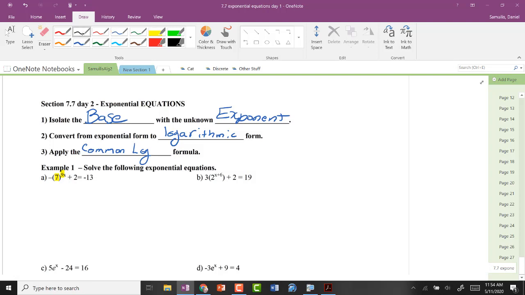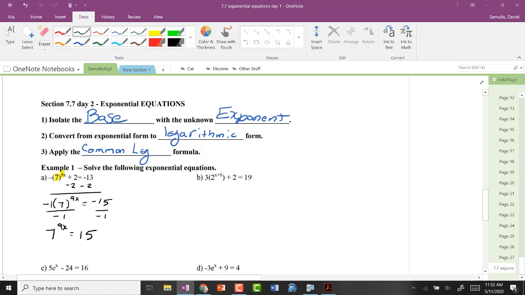Okay, so we want to isolate that guy first. So first things first is you're going to subtract 2. So we end up with a negative, and that negative is not part of that 7. So we end up with a negative 15. It's not isolated yet. Okay, so we have to get rid of that negative. So that's like an imaginary 1 there. So we're going to divide by negative 1. So 7 to the 9x equals 15.